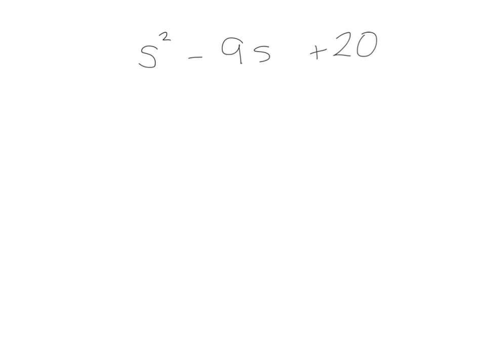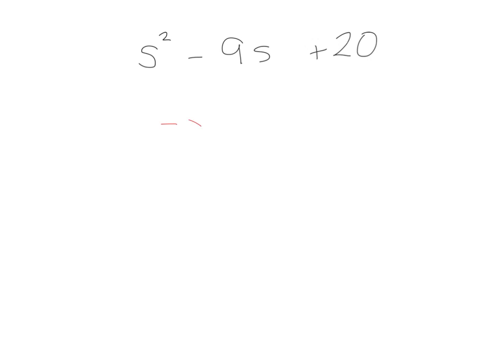Okay, here I've been asked to factorise s squared take away 9s plus 20. Here essentially we're going to look at the example of a positive last term but a negative middle term. So I need to think of factors of plus 20 that, when I add them together, I'm going to get negative 9.